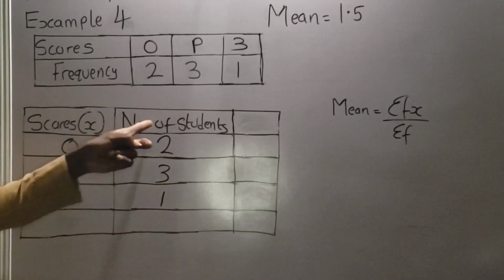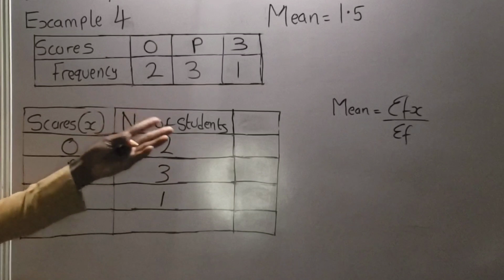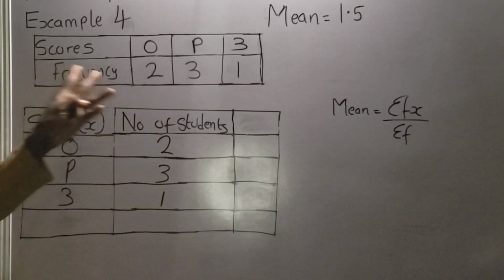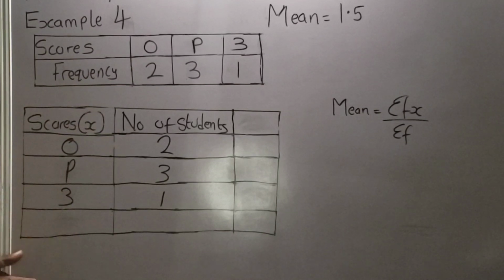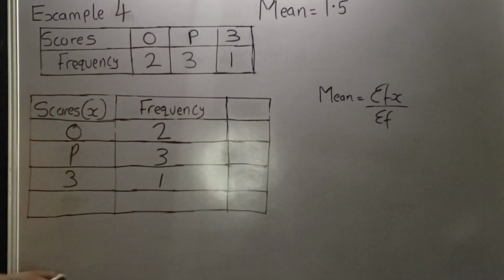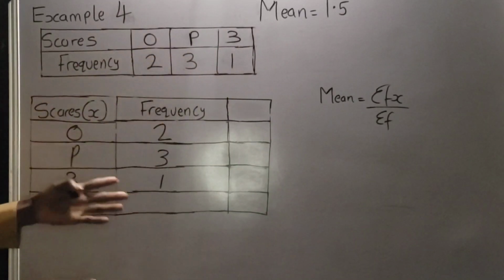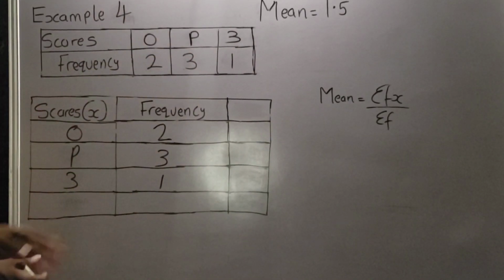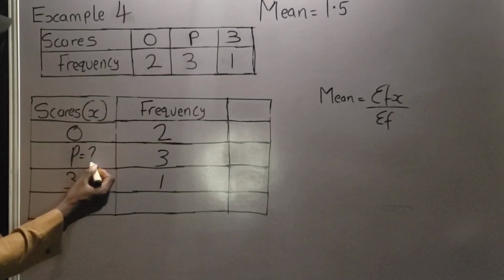Okay, so you can represent this as frequency. You understand what I'm saying? You can put this as frequency instead of numbers of students, because we have frequency on the table. So I'm going to change it now. Let us proceed. Since we have been given the mean of the frequency distribution, we are going to use the formula of mean to determine the value of p. Don't forget that we are told to find the value of p.